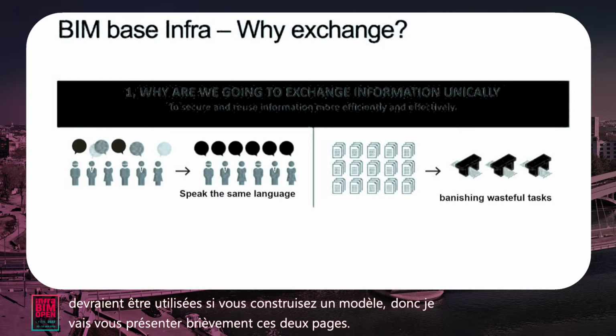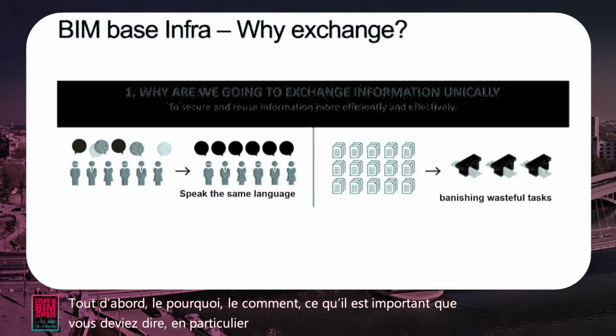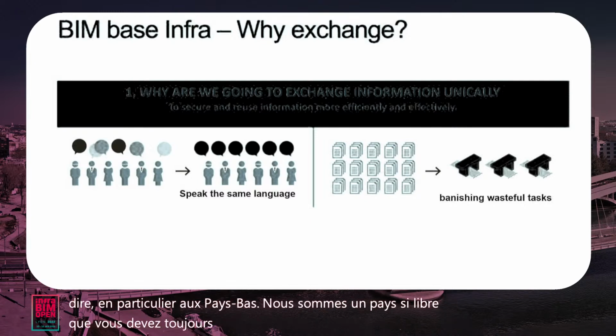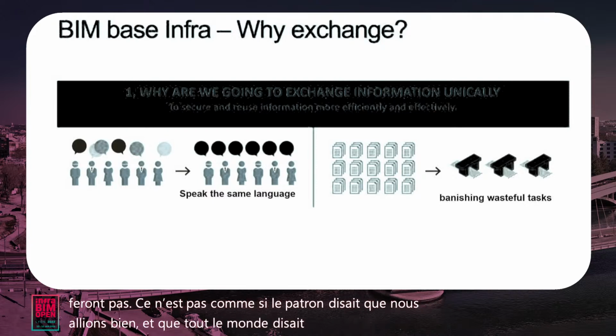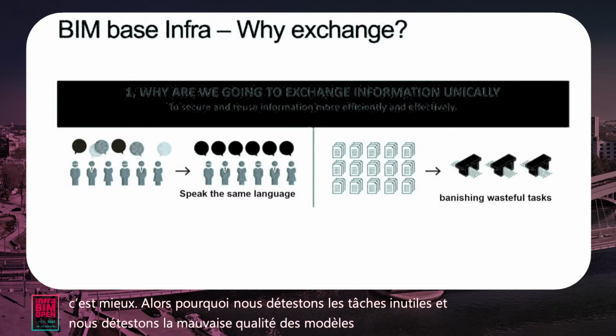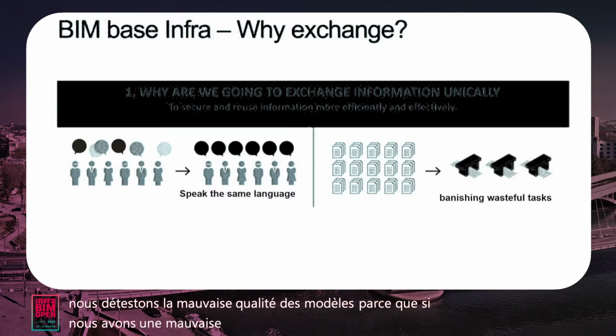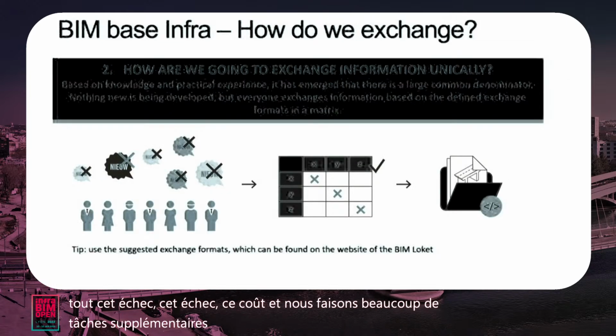First, the why, how, what. It's important. You have to tell, especially in the Netherlands, we are such a free country that you have to always explain why, otherwise people are not going to do it. It's not like the boss saying we are going right and everybody's saying, no, maybe left is better. So why? Yeah, we hate wasteful tasks, and we hate bad quality of models, because if we have bad quality of models, then we have all this failure cost, and we do a lot of extra additional tasks, and that's what we want to banish.